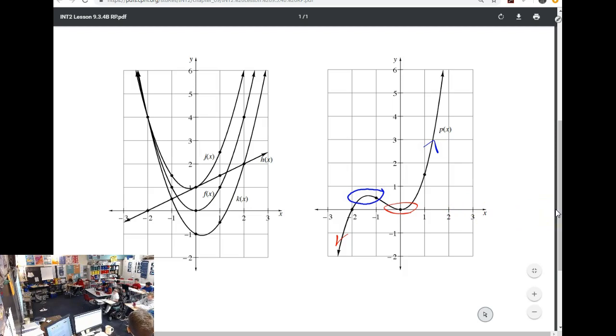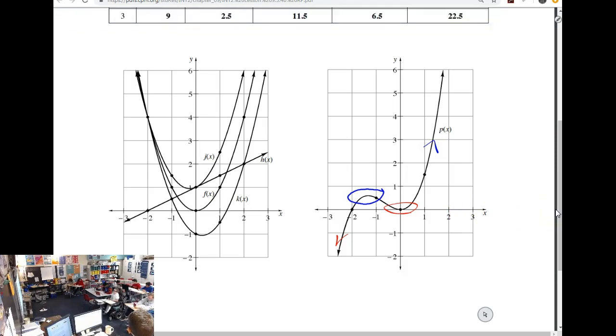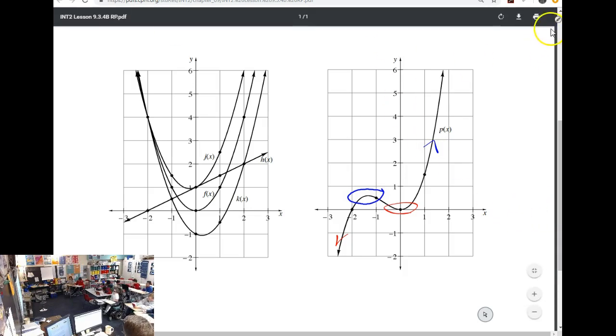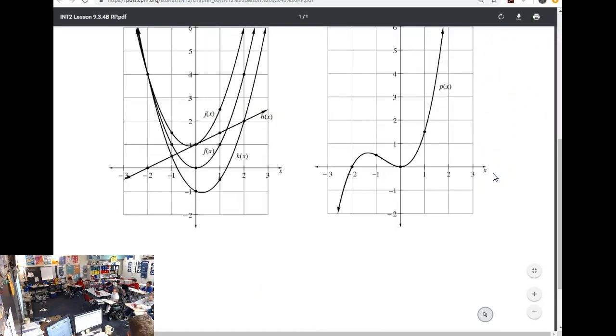Why are you eating? You're going to lunch after this. You're eating like a sandwich. Put the lid on that. You're done. You're going to lunch after this. I don't care when kids have snacks, but you're eating your lunch right now.